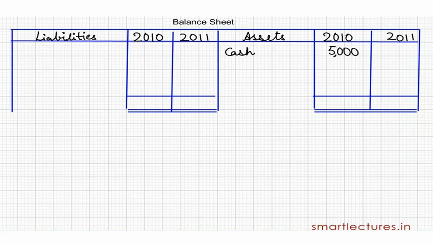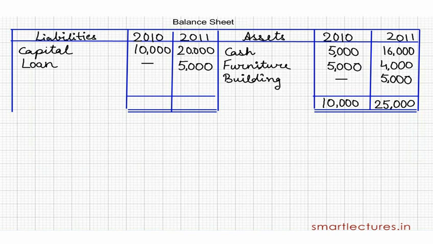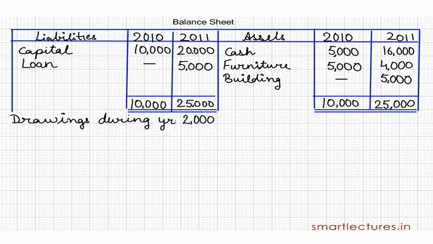On the asset side: cash 5,000 and 16,000, furniture 5,000 and 4,000, building 0 and 5,000, and the total is 10,000 and 25,000. Now on the liability side: capital 10,000 and 20,000, loan 0 and 5,000, and the total is 10,000 and 25,000. And in the footnotes, it is given that the drawings during the year were rupees 2,000. So these are the two balance sheets and some additional information, and you have to prepare the cash flow statement.